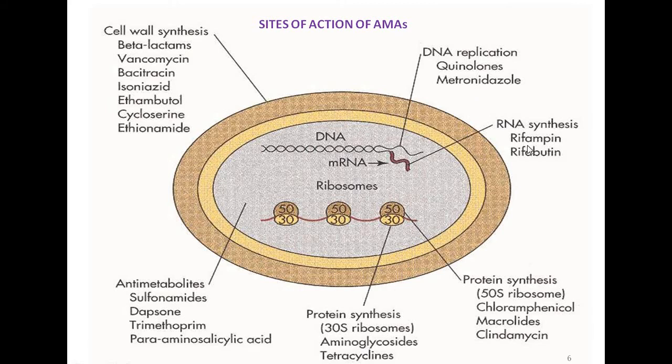Interfering with RNA synthesis are rifampin, also called rifampicin, and rifabutin. The antimetabolites, namely sulfonamides, dapsone, and trimethoprim, interfere with folate synthesis in the bacteria. Interfering at the ribosomal level, that is where protein synthesis takes place, acting on the 30S bacterial ribosome, include aminoglycosides and tetracyclines, whereas chloramphenicol and the macrolide antibiotics inhibit bacterial protein synthesis at the 50S ribosomal subunit level.